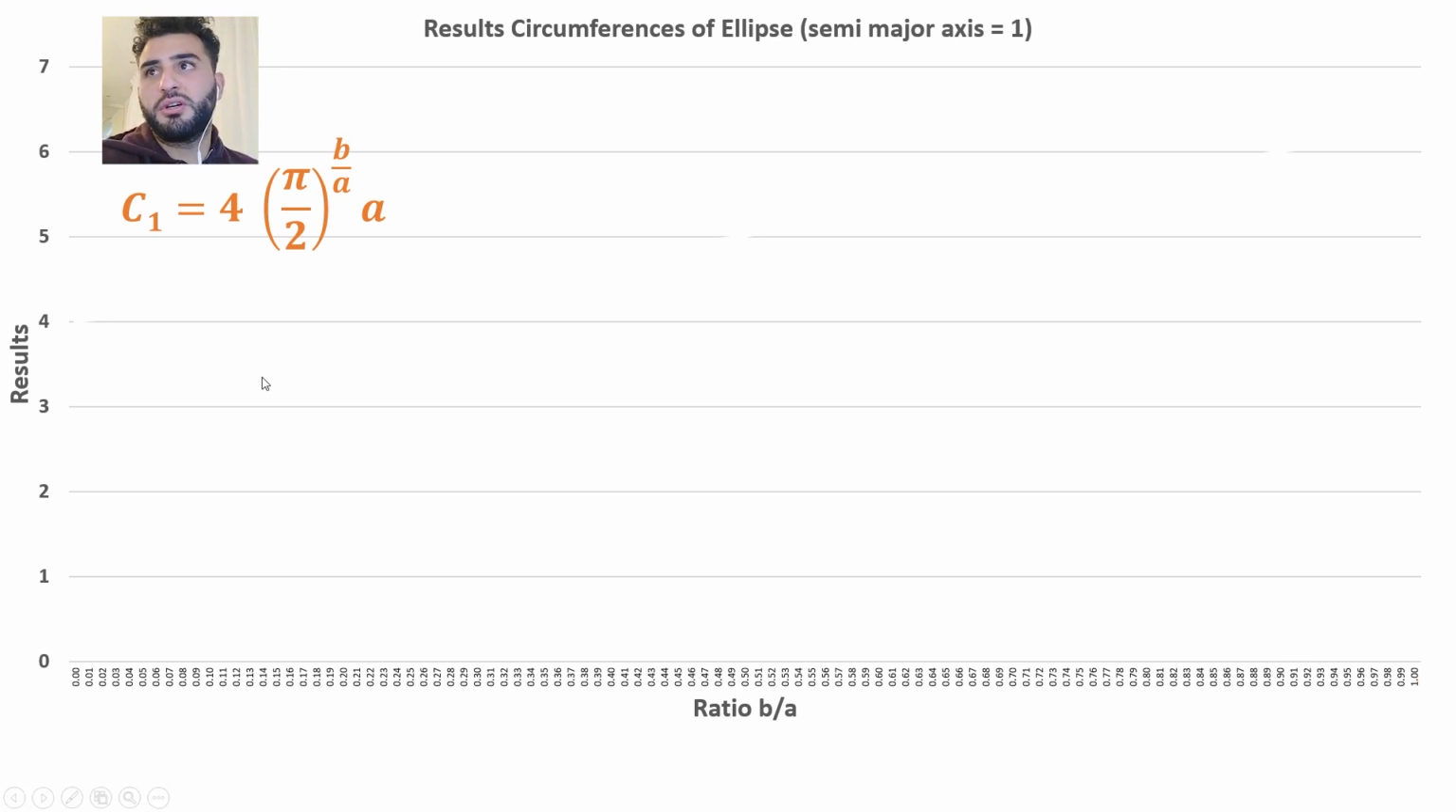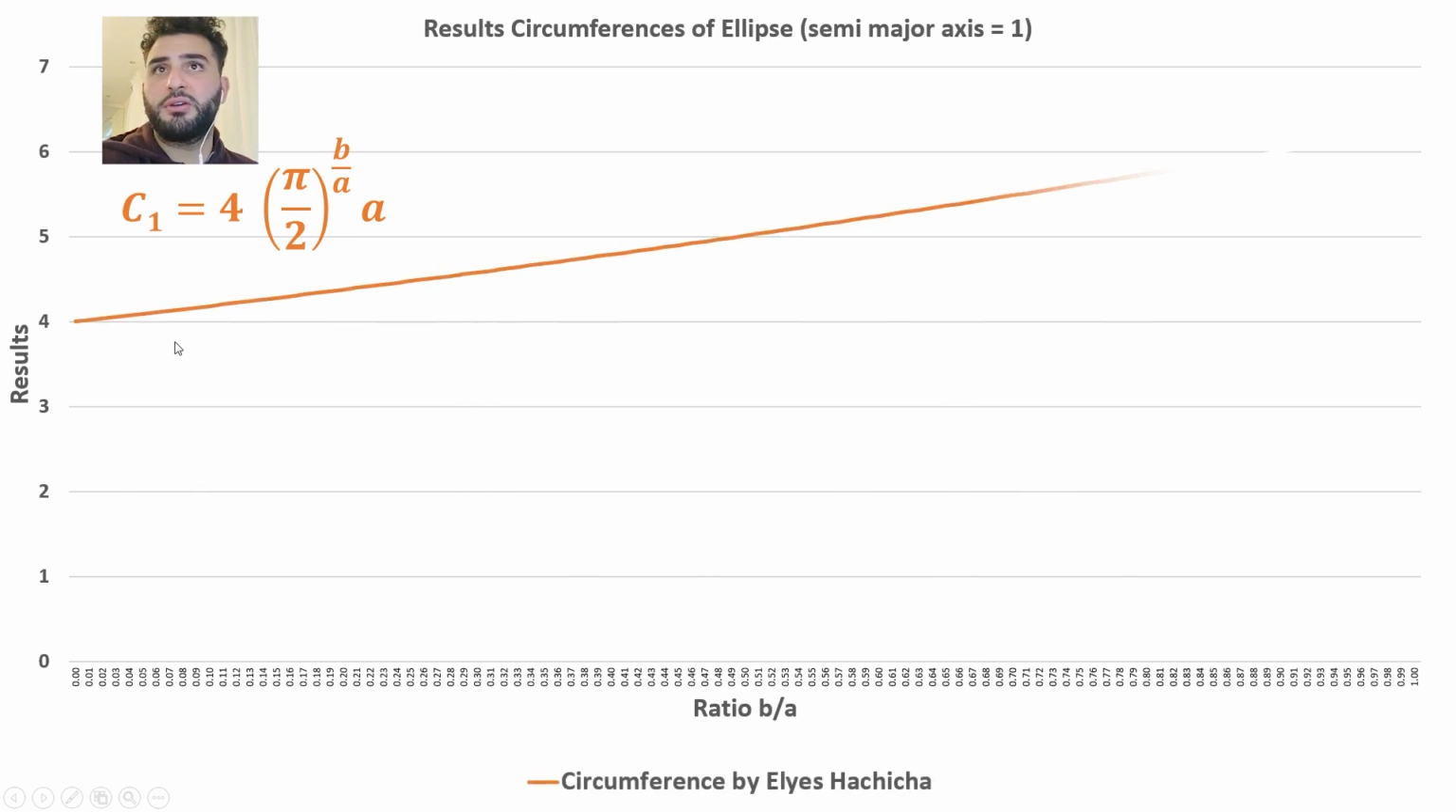And this is the result that I had by doing those calculations. So as you can see, my circumference started from 4 times a until a circle of circumference 2 pi a, okay? So as you can see, it's pretty linear.